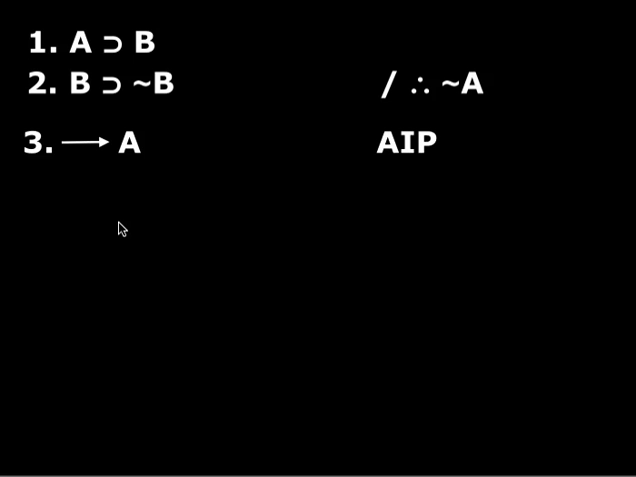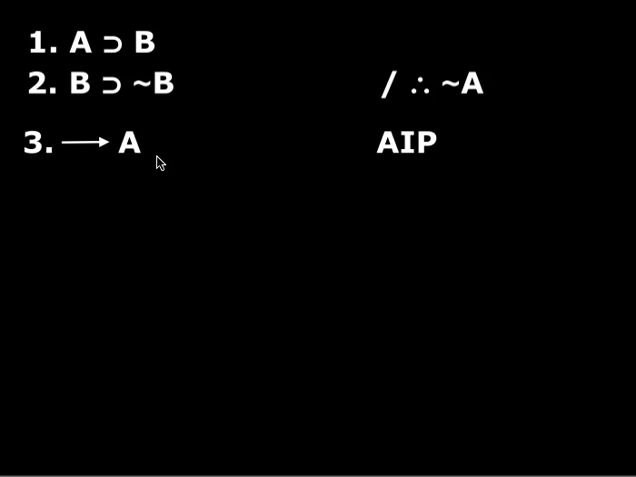Now, my goal is relatively easy. I'm just trying to derive an explicit contradiction. Any explicit contradiction. Let me say this again, because students ask this question over and over, so I want to be clear about it. Does it have to be A and not A? No, it doesn't have to be. A and not A is an explicit contradiction, but it could be any explicit contradiction.